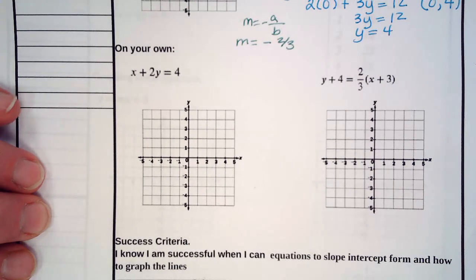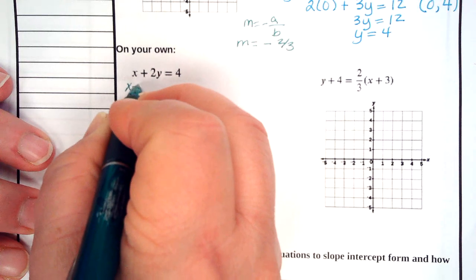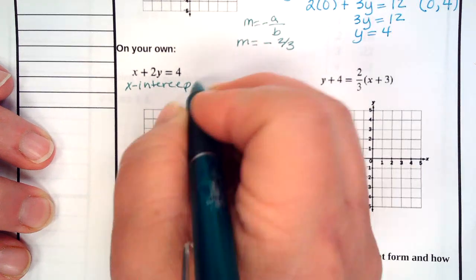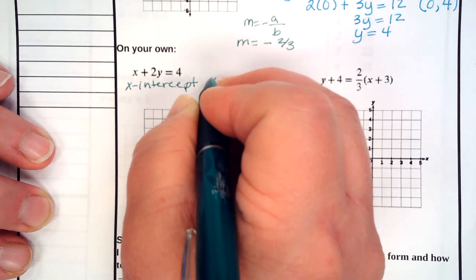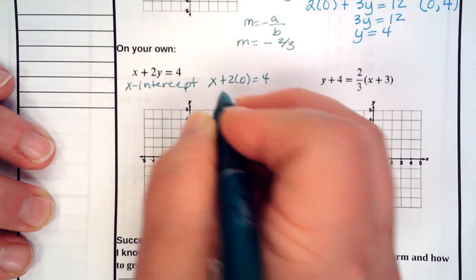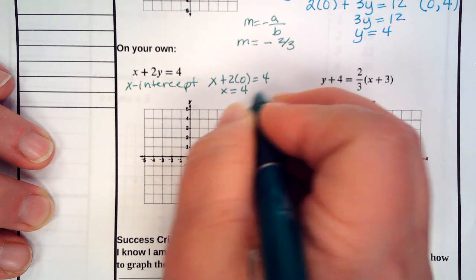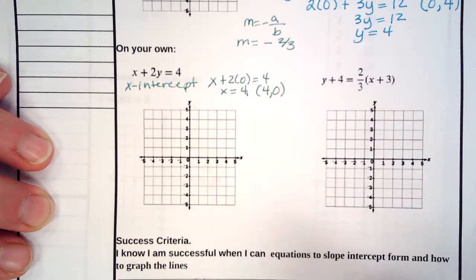I hope you tried. So what I'm going to do is to find my x-intercept. x plus 2 times 0 is 4. x equals 4. So this would be the point 4, 0.